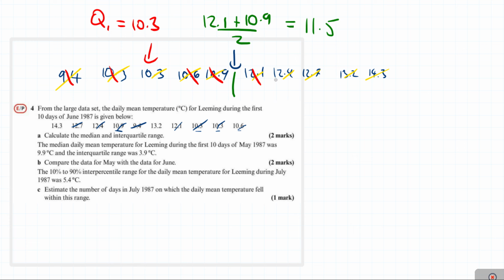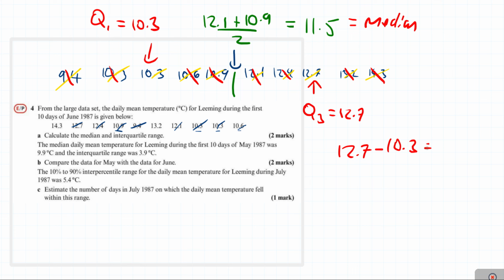So Q1 is equal to 10.3. And then here we do the same. Start from both ends, work all the way down, and we're left with 12.7. So Q3 is equal to 12.7. Then our last step is to do 12.7 minus 10.3. And this gives you an interquartile range of 2.4. And that gives you the answer to this question.